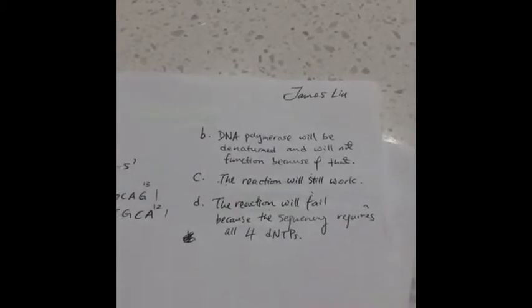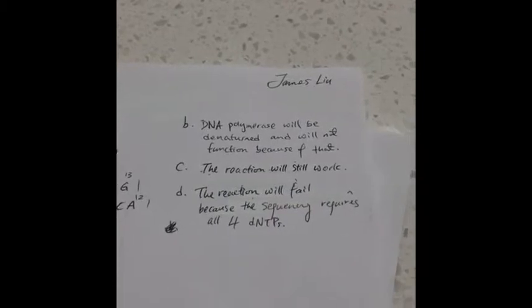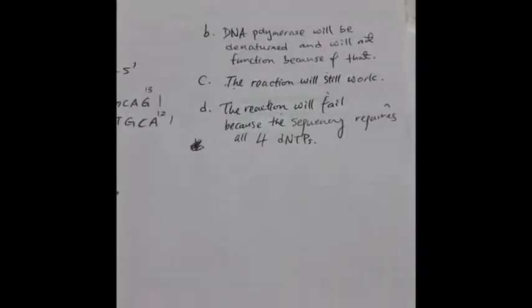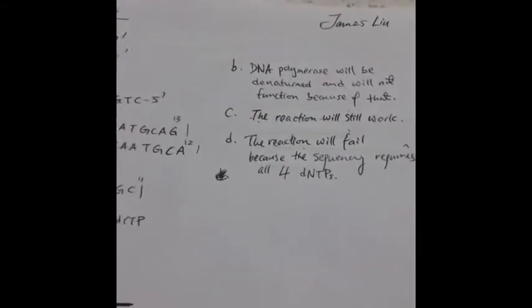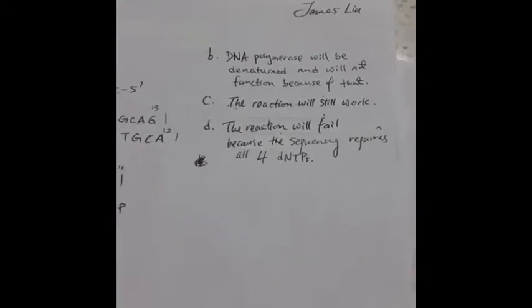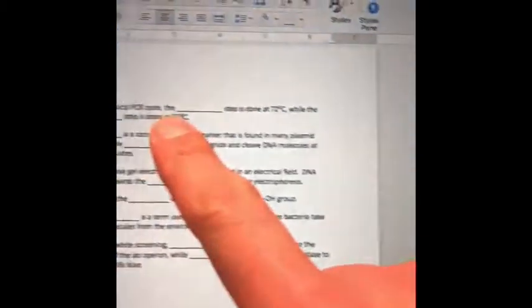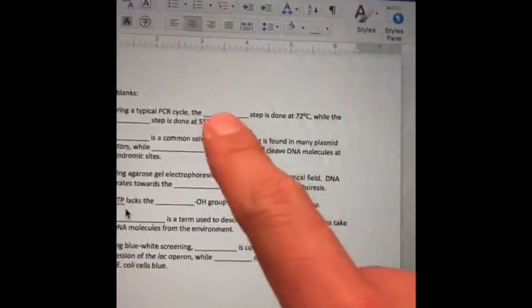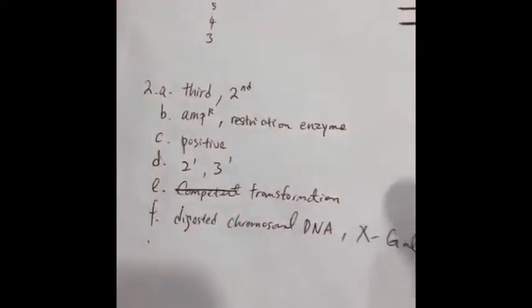1D asks if we add DD-ATP to one of the 4 tubes, and DD-GTP, DD-TTP, DD-CTP to the other tubes, what's going to happen? Well, the reaction will fail because the sequence requires all 4 DD-NTPs. Question 2A asks, during a typical PCR cycle, the third step. I have all the answers indicated right here.